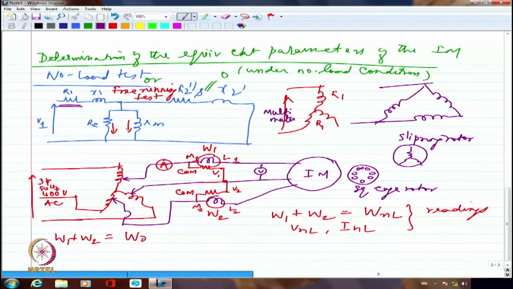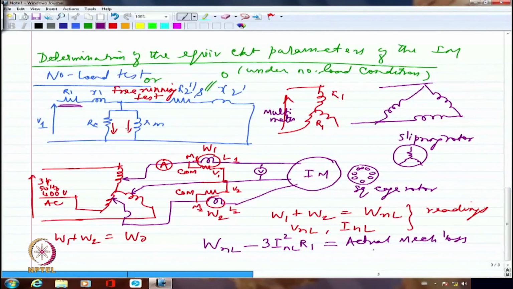Normally the no load current is very large, because of which we will say W no load minus 3 I no load square R1. This will be the actual mechanical loss plus the core loss, which will help us to calculate RC. Okay? Please remember all the readings are for 3-phase.